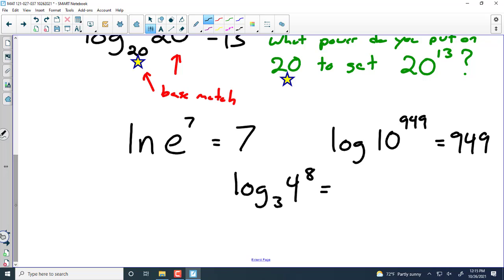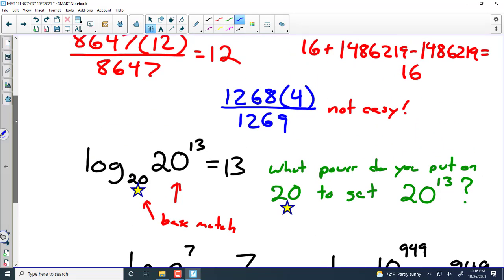What power do you put on 3 so you have 4 to the 8th power? What's the best answer to give here? I don't know. Why don't you know? Bases don't match. That's like this up here. We can't solve this one quickly because I'm not multiplying and dividing by the same number.